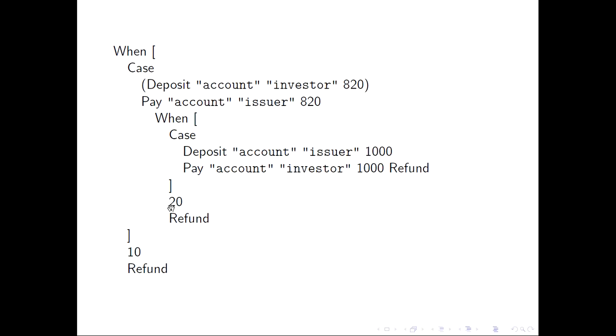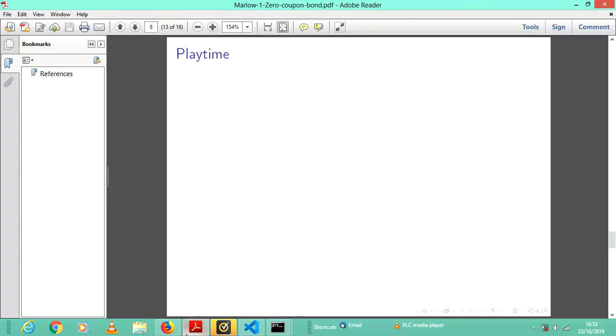So up until time 20, if at time 20 this doesn't happen, then there'll be a refund, and we'll look at that a bit more in a moment. But up to time 20, the issuer will deposit 1,000, and then from the account it will be transferred to the investor. So that's what we hope to happen. So let's actually see this in action in the Marlowe playground.